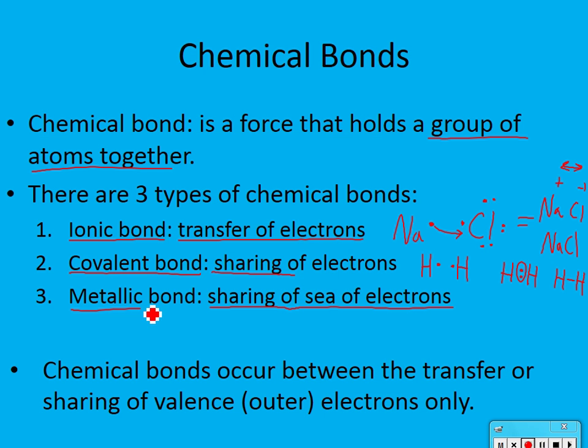All right, chemical bonds occur between the transfer or sharing of valence electrons only. Valence means this outer shell of electrons. We're not talking about the inside electrons. Those are not involved in bonding. The only ones that are involved in a chemical bond are the valence, or these outer shell electrons.